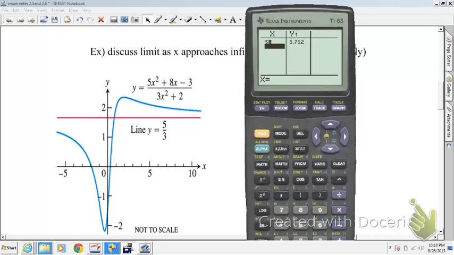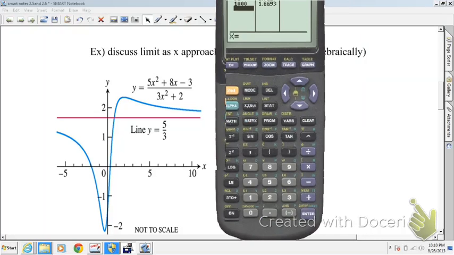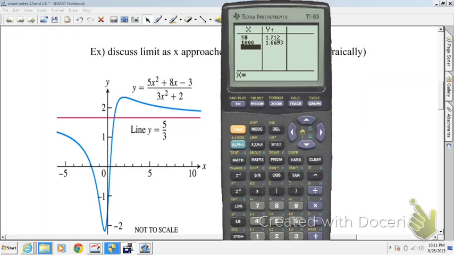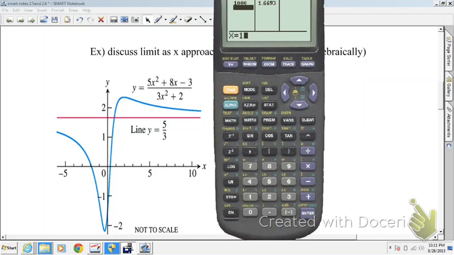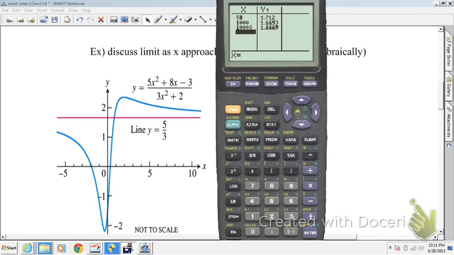How about when x is like 1,000? Let's see what happens. Oh, 1.6693. Okay, how about when x is 10,000? Ah, 1.666. So we are seeing that it does seem like it's tending towards 1.6 repeater, which is what we found, 5/3.